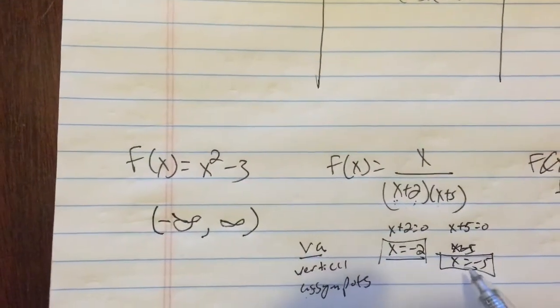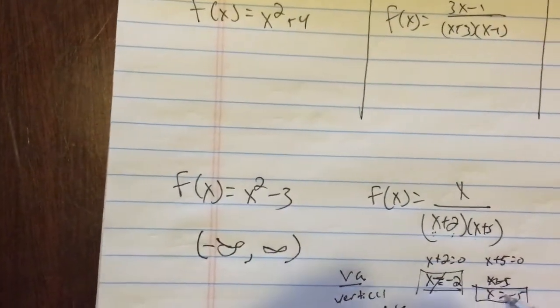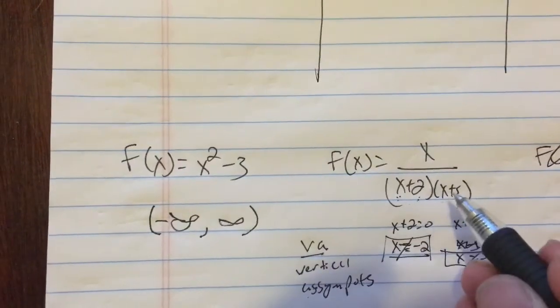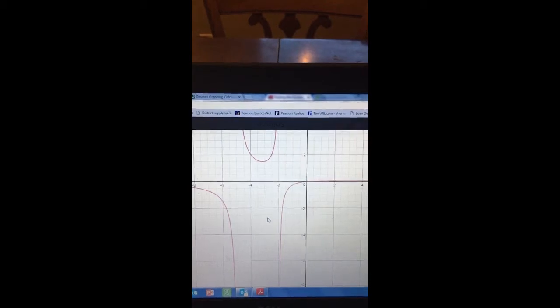So that means it's also not part of the domain. X is not allowed to equal -2, and it's not allowed to equal -5, since those are factors in the denominator. And if we look here, we see that the graph confirms the algebra that it just told us.